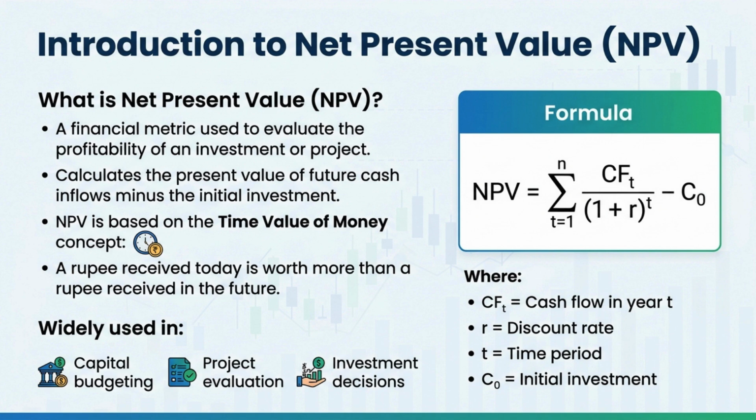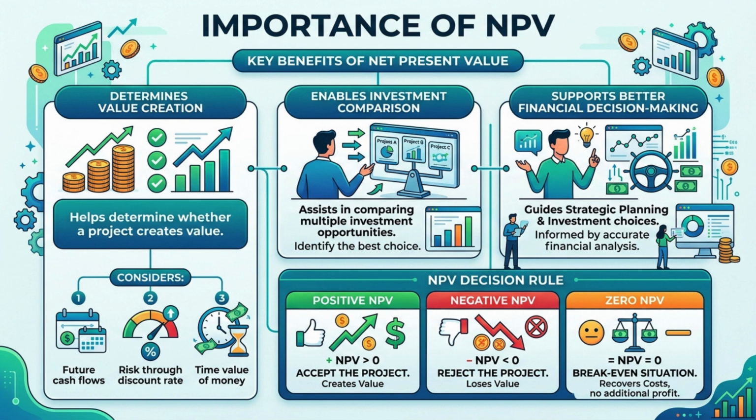The formula for NPV discounts future cash flows back to their present value using a discount rate, where CF represents future cash flow, R is the discount rate, T is the time period, and C0 is the initial investment. NPV is one of the most important tools used in capital budgeting and investment decisions. It helps organizations determine whether a project will add value to the business.